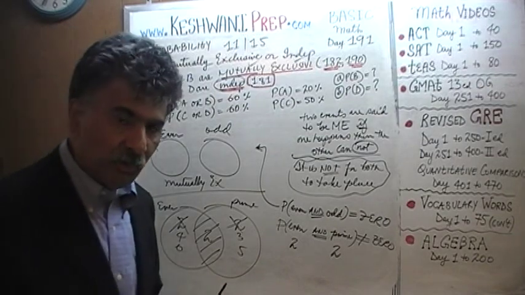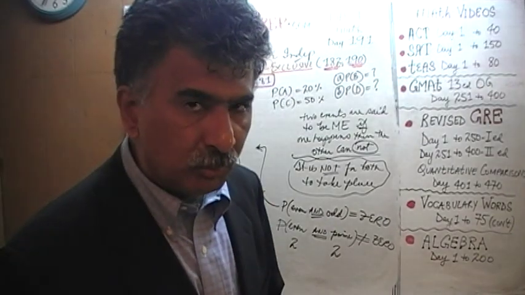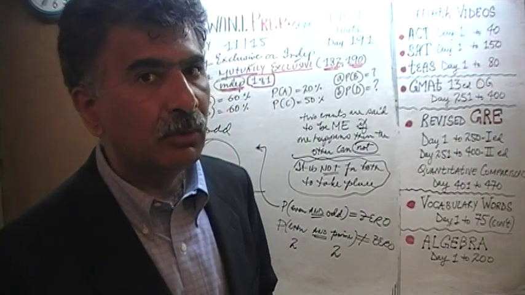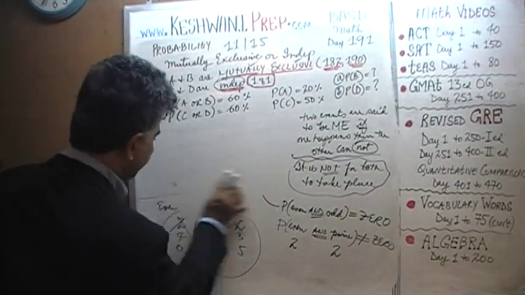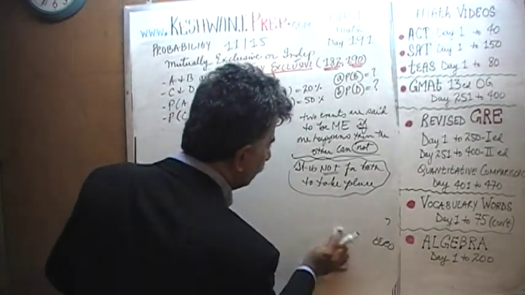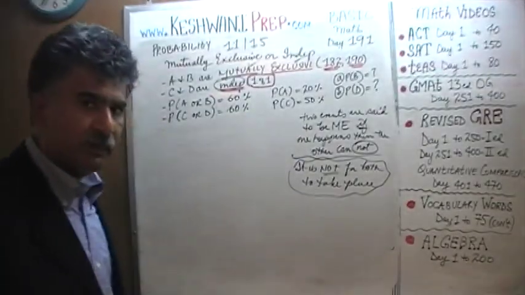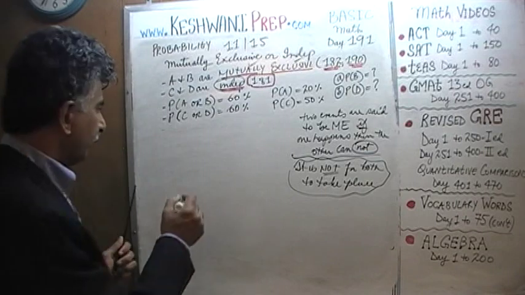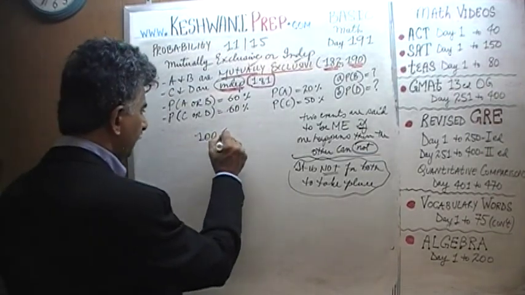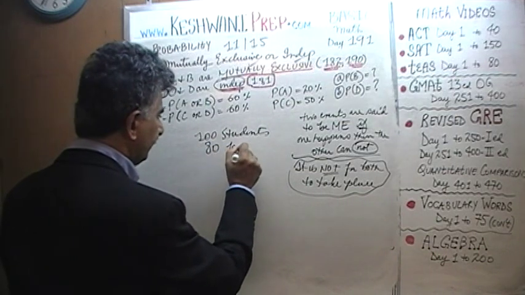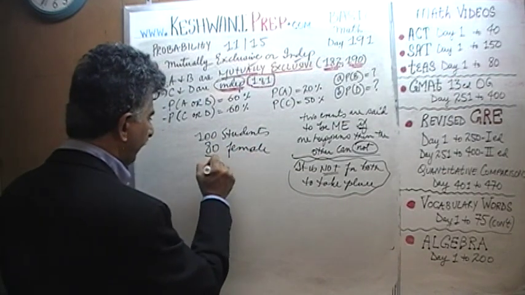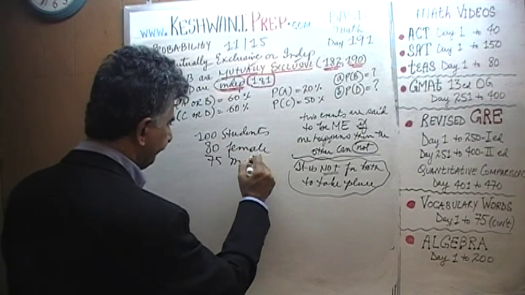Let's take a look at one or two more examples where two events are not mutually exclusive. I'm just going to make it up. Let's say we have 100 students. 80 of them are female, and 75 of them study math.